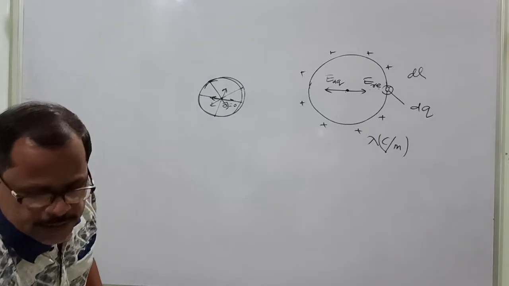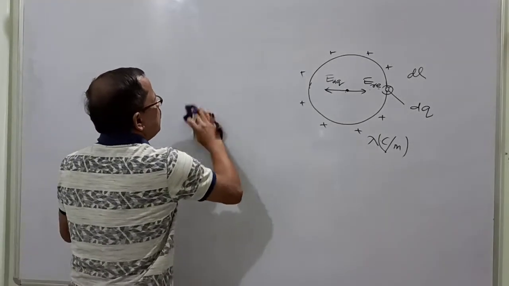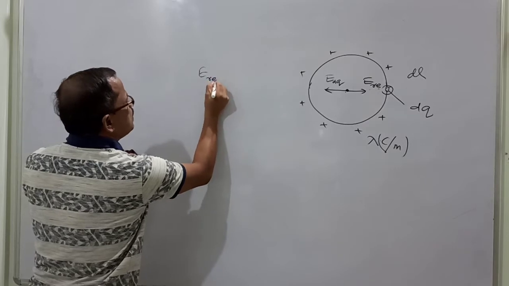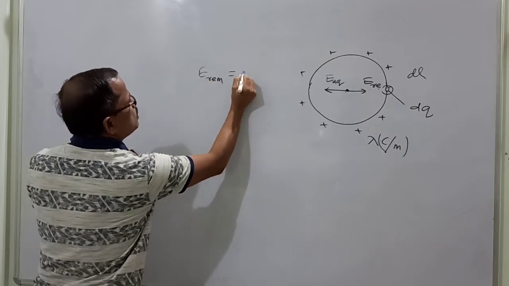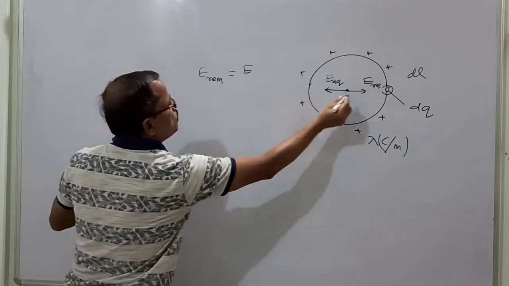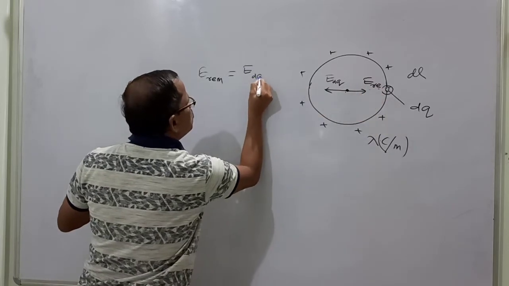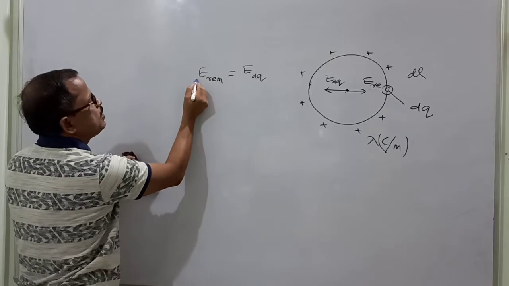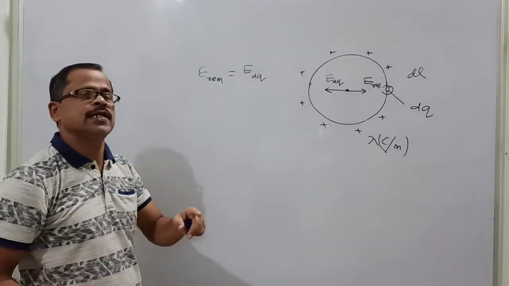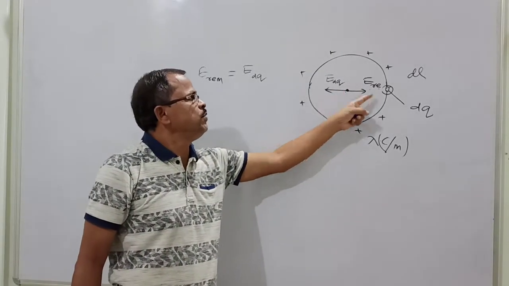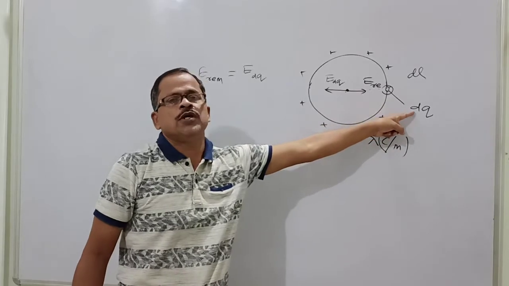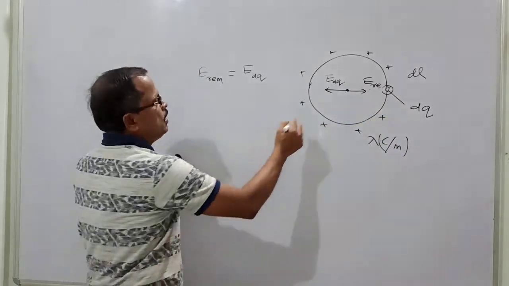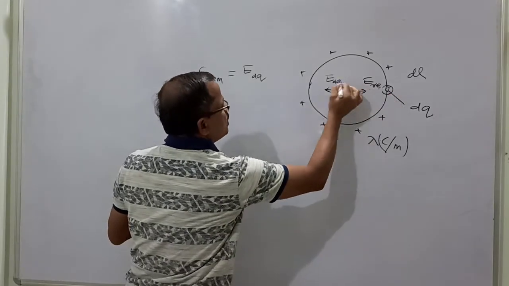Then we can write, the electric field due to the remaining portion of the charge is equal to the electric field due to the element charge dq. We don't know how to get the electric field due to the remaining charge, but we can get the electric field due to dq, because dq becomes a point charge. Coulomb's law is applicable to a point charge. That's why the electric field here due to this element is equal to this much.